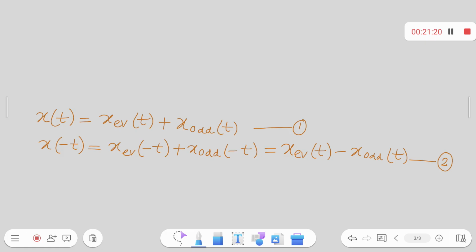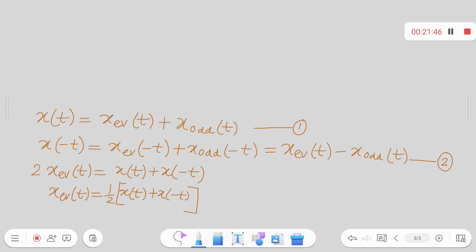Okay? If you add these equations, that will give you 2 x_even(t) is equal to x(t) plus x(-t), which implies x_even(t) is equal to half of x(t) plus x(-t). That is the even component, the even part of the signal itself. What about the odd part? Similarly, you can find out x_odd(t) is equal to half of x(t) minus x(-t).